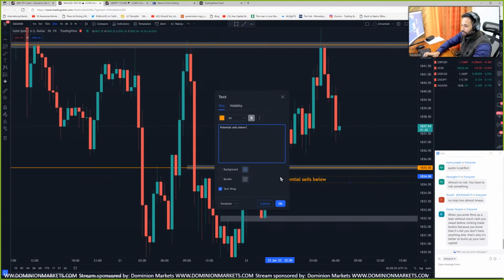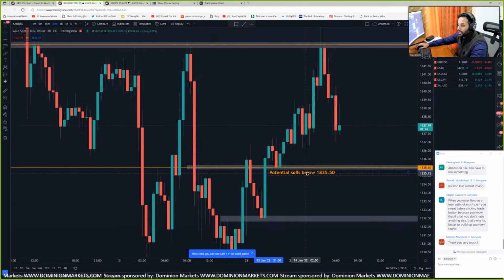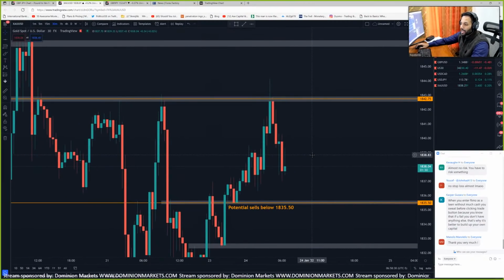Potential sells below 1835.50, and this is what we call waiting for price to come to you, because literally you get paid to wait.